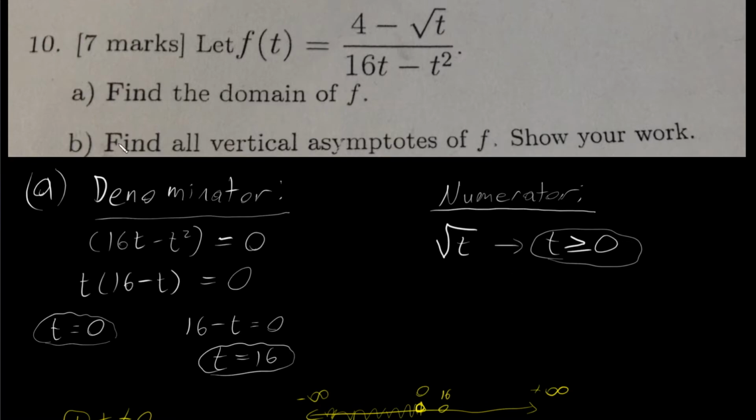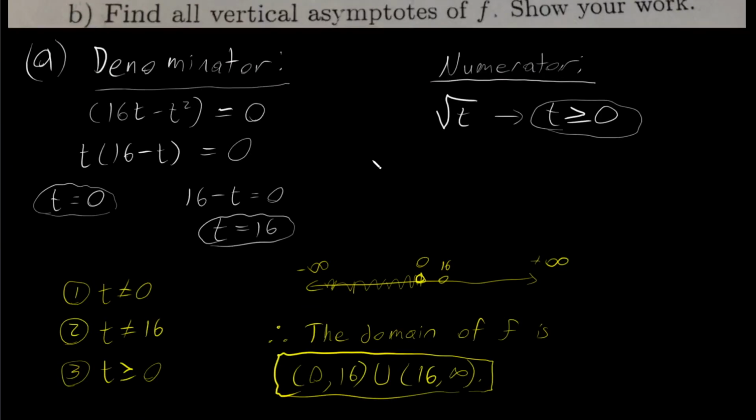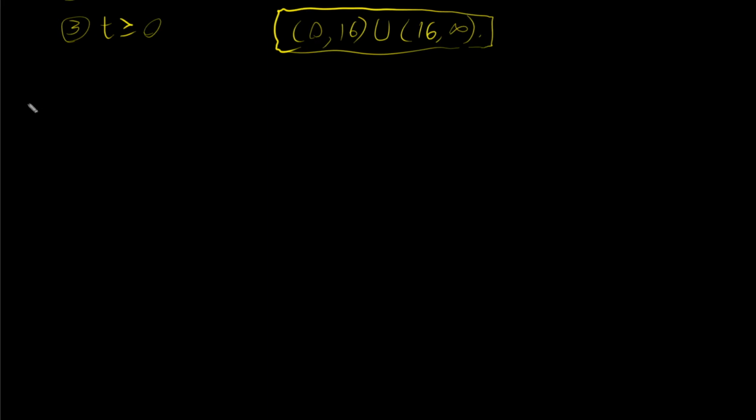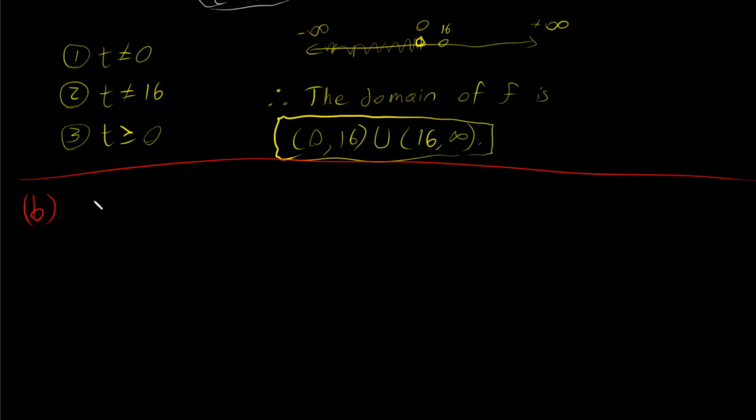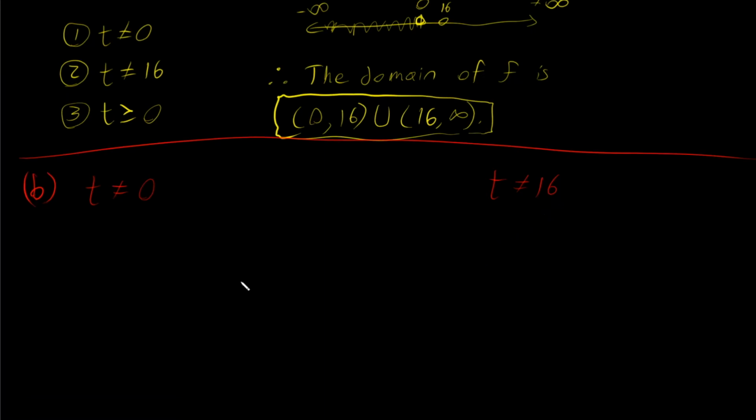So the next part of the question, part B, asks find all vertical asymptotes of f. So let's do part B now. So from what we just solved, we know that t cannot equal 0 and t cannot equal 16. So let's find the limit of the function as t approaches each of these values, and we'll find what the values are there. And if it is an infinite value, then we'll know that that is an asymptote, and if it is some finite value, then we'll know that it is not an asymptote.